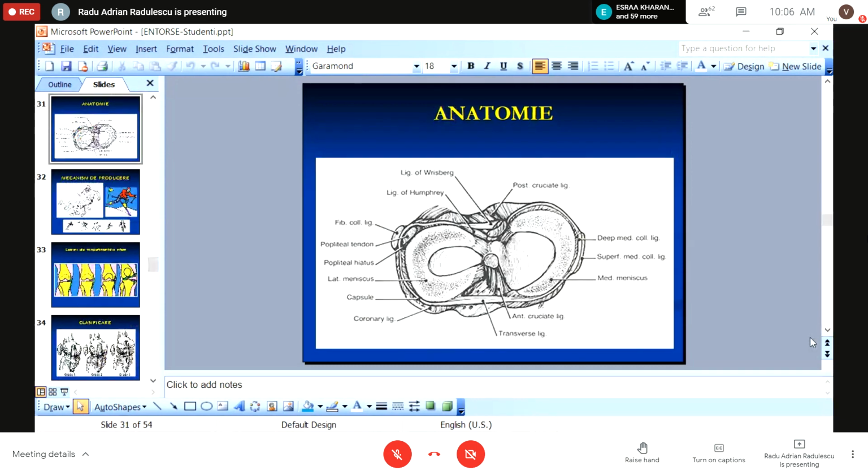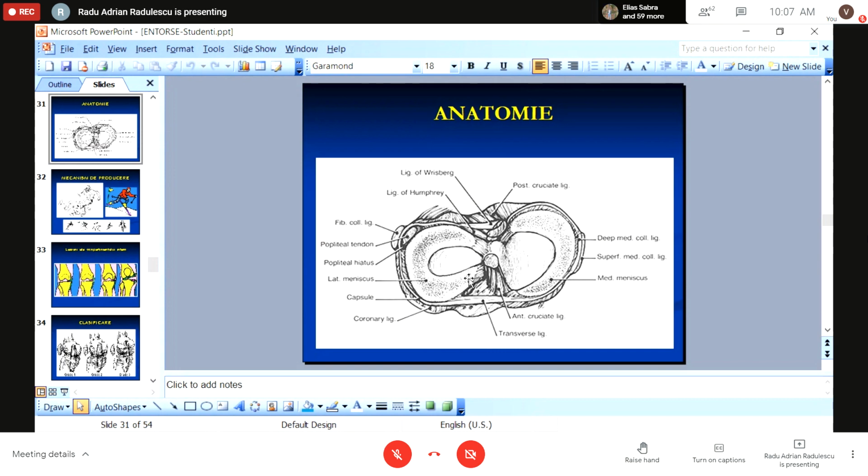What's more to be said about the anatomy of the knee? Inside the knee we have two menisci. One medial meniscus, which is C-shaped, and the lateral meniscus, which is O-shaped. Why does this joint have menisci and others don't?